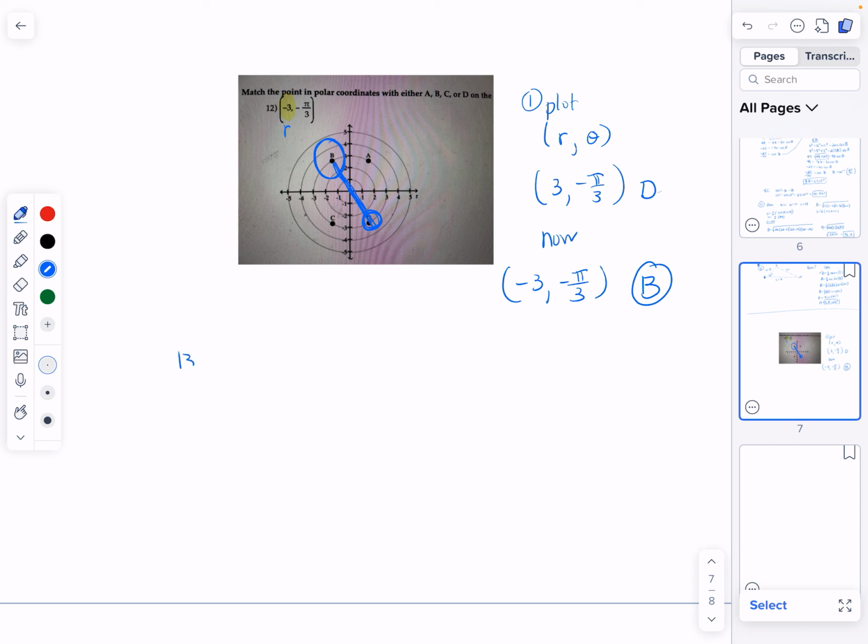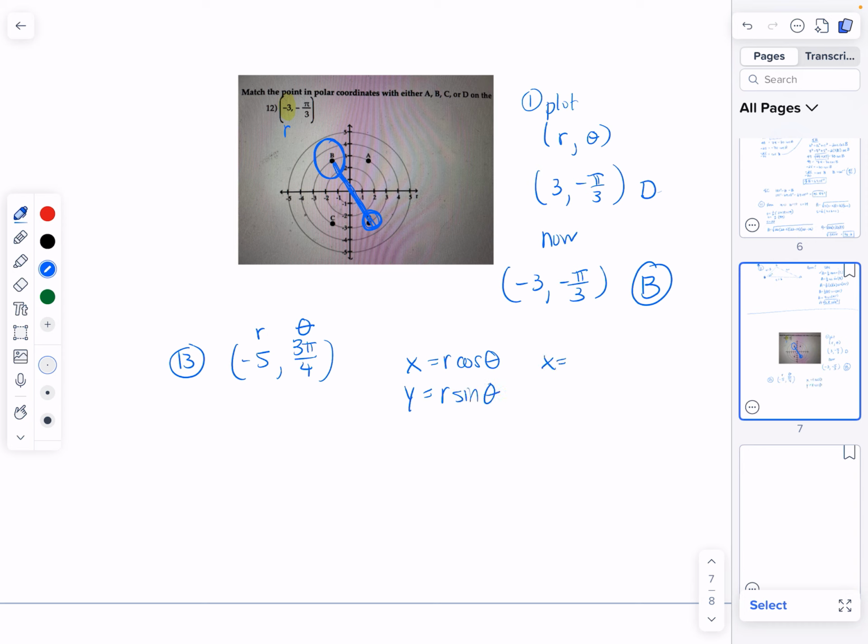13. 13 reads, the polar coordinates of a point are given. Find the rectangular coordinates of the point. So the polar coordinates are negative 5 comma 3 pi over 4. So remember, this is r and this is theta. I want to turn this into x and y. So I know that x equals r cosine theta, y equals r sine theta.